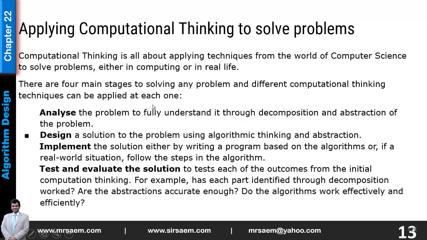Now, applying computational thinking to solve problems. Well, the system life cycle, I have discussed with you earlier in theory. We first of all have to do analysis, design, implement, test, and evaluate. So the system life cycle has to be implemented. Every time you apply computational thinking to solve problems, you have to analyze the problem, find a design for the problem by algorithmic thinking and abstraction, implement it, and then test and evaluate.